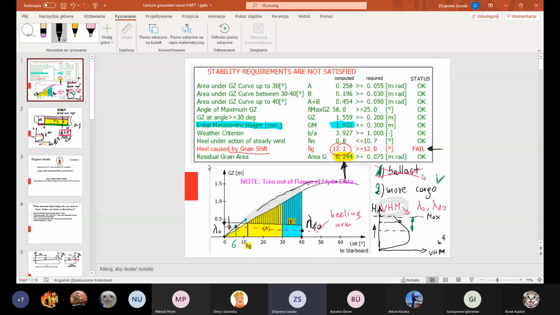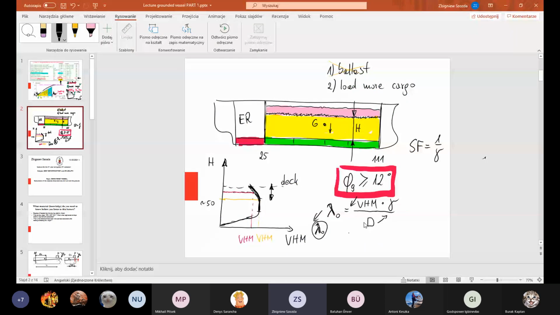We discussed two options. The first one, ballasting. The idea was to at the same time increase the displacement and decrease the position of the center of gravity. But this option was rejected because there is no space in the bottom. The second option, load more cargo. Then you have two advantages, the first one and the second one, and lambda O goes down.